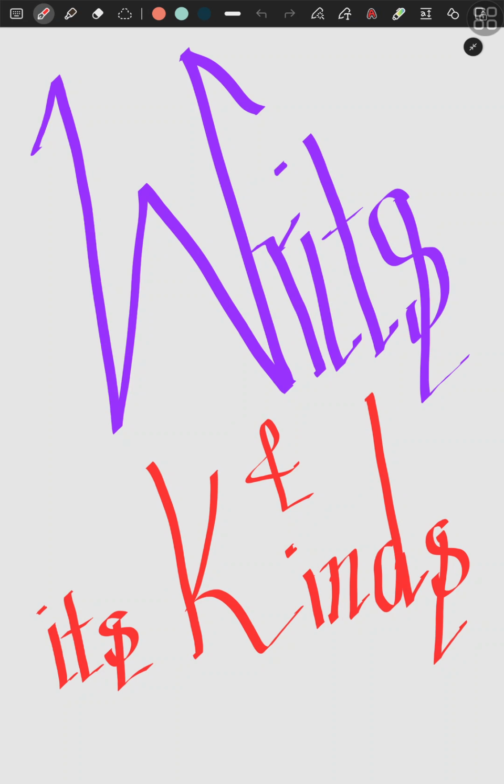Fifth main heading, that is comparison of writs with different countries. There are 3 points. First one, in India, writs directly protect fundamental rights. Second, in the UK, judicial review is limited. Third, in the USA, constitutional remedies exist but involve lengthy procedures.